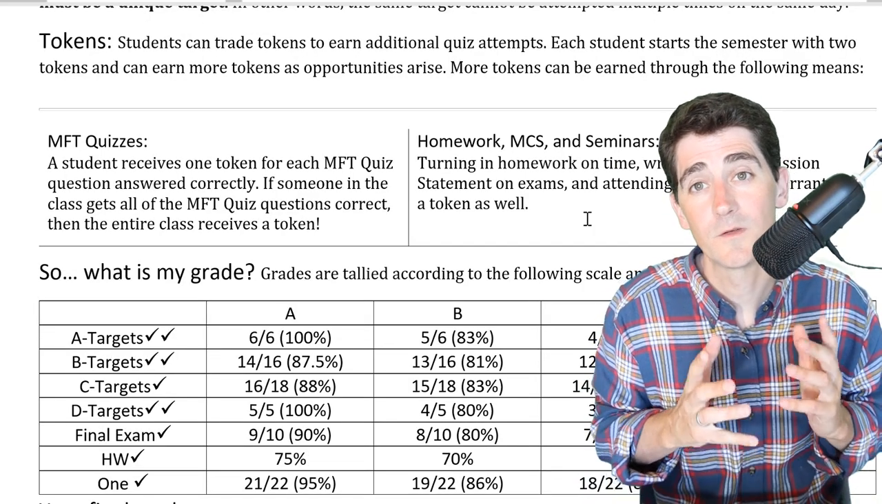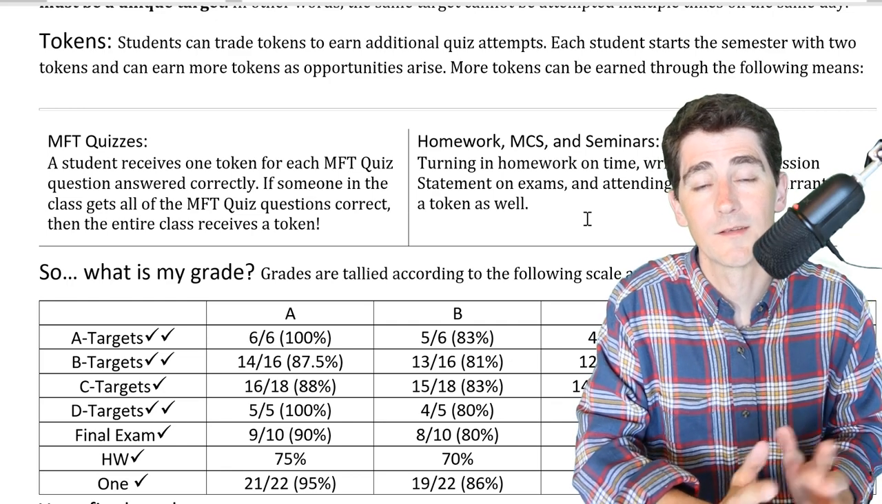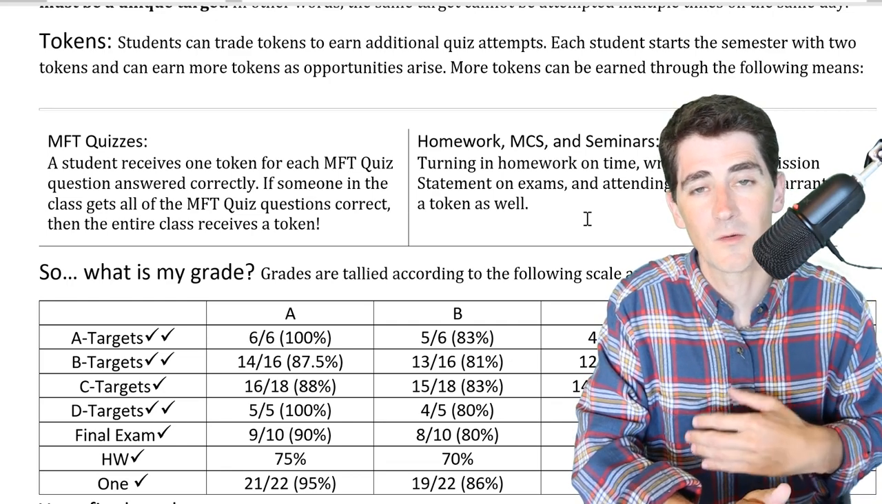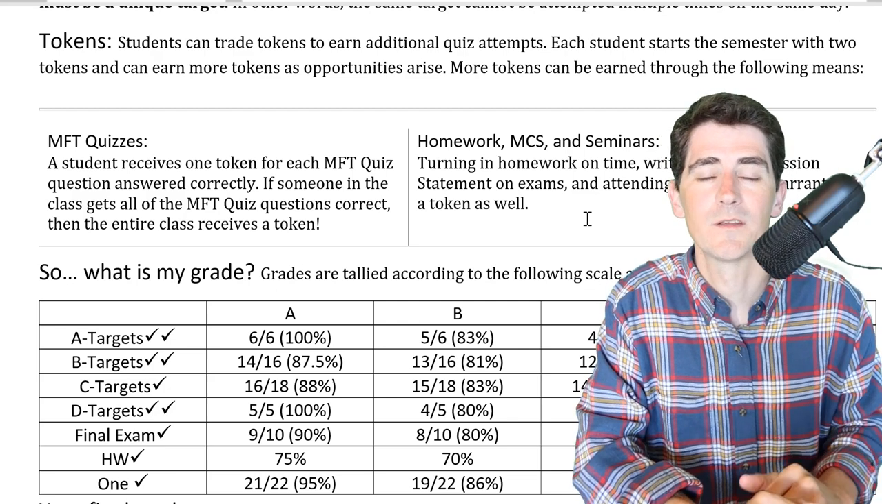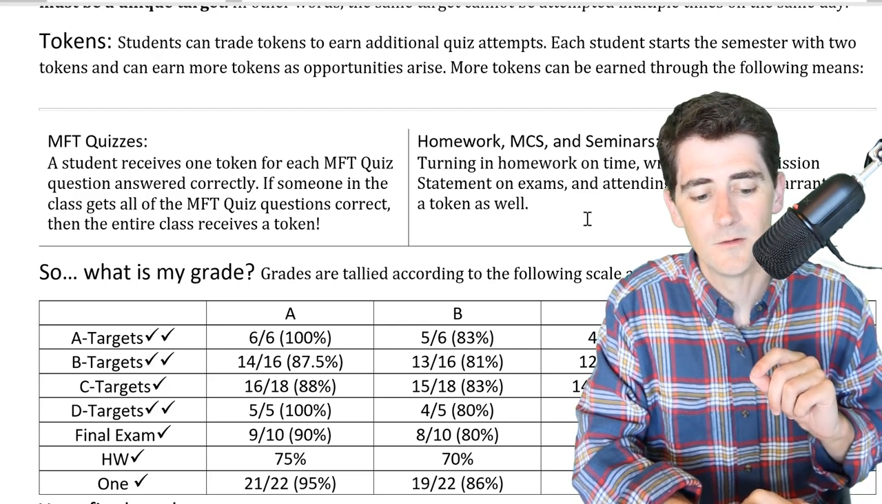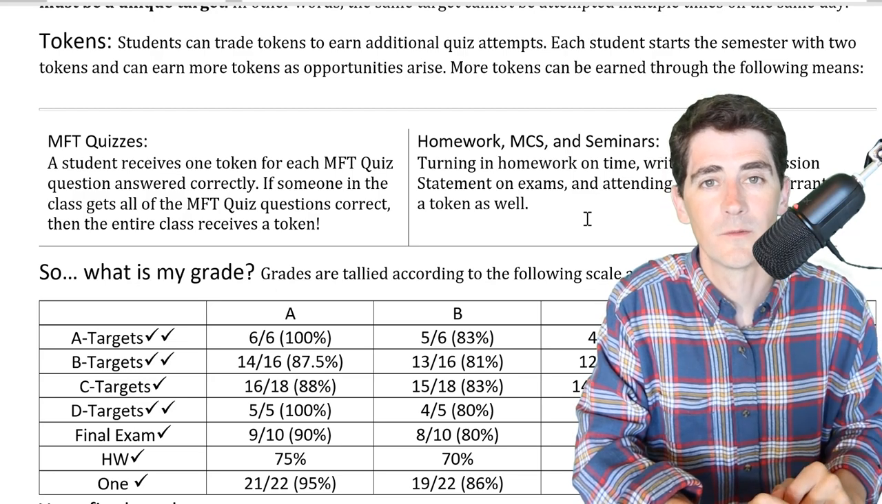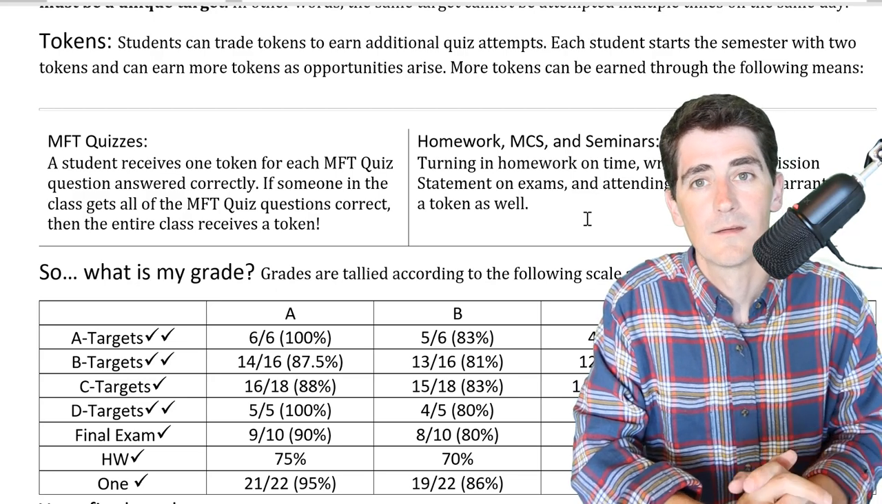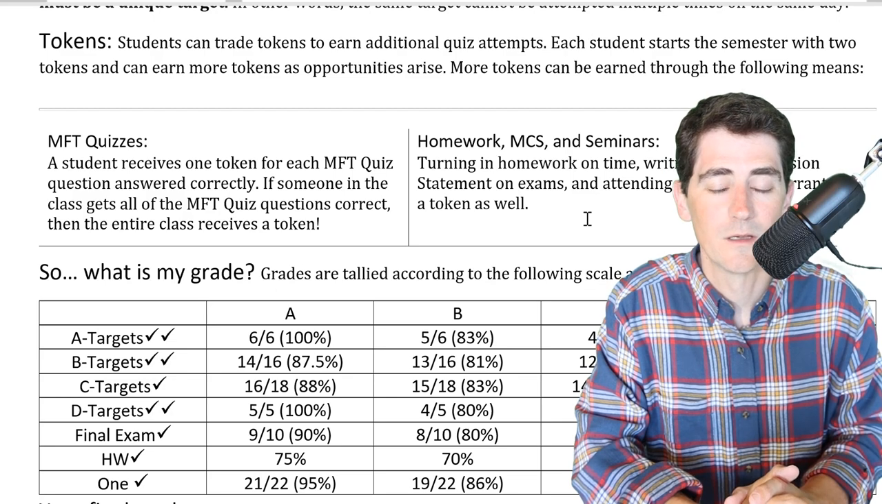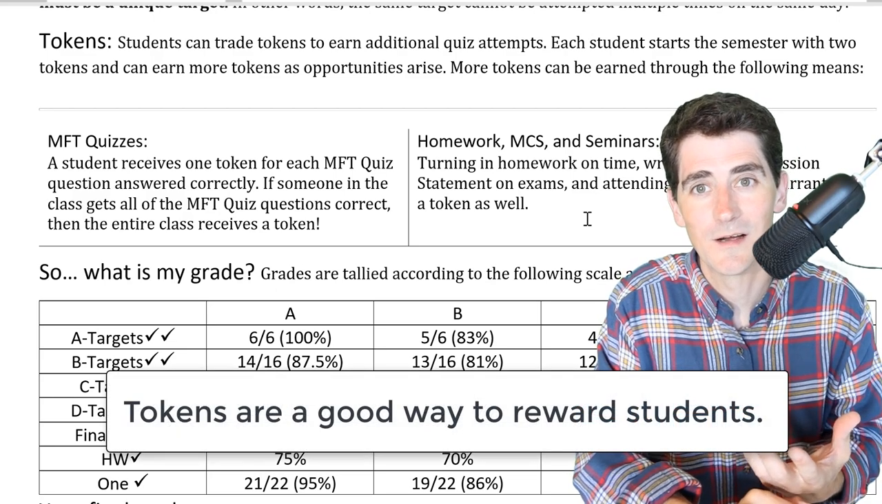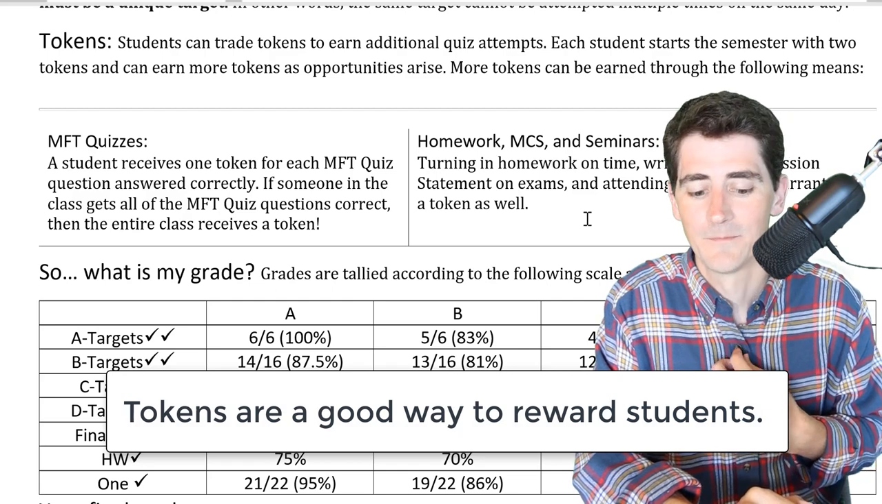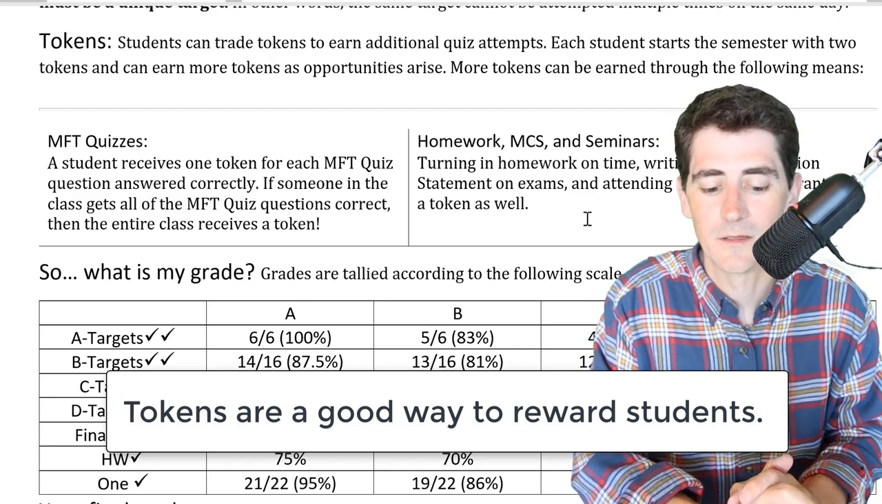We also use tokens in my class, and I point that out in the syllabus. The way that works is everybody starts out with 2 tokens. Everybody gets to take 1 free reassessment a week, and then they can use a token for additional reassessments if they would like. They can earn tokens by doing things that I like. For example, if they turn their homework in on time, I give them a token for that. You may not want to do it that way, but I like to do that.